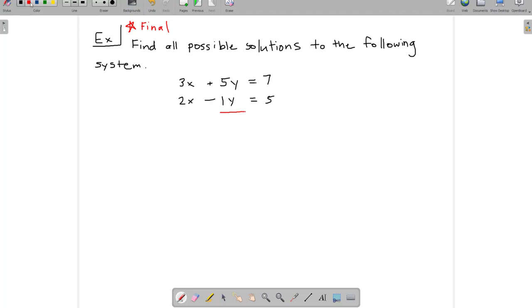So let's strategize to choose the easiest variable to solve for. Coefficients of 1 are nice. So let's go ahead and solve the second equation for y.